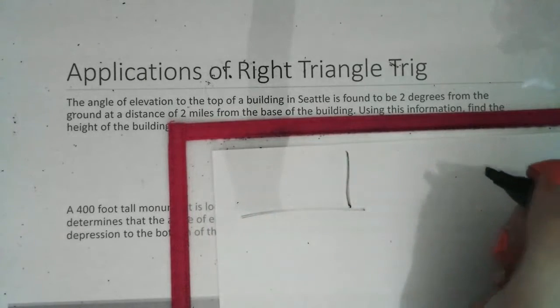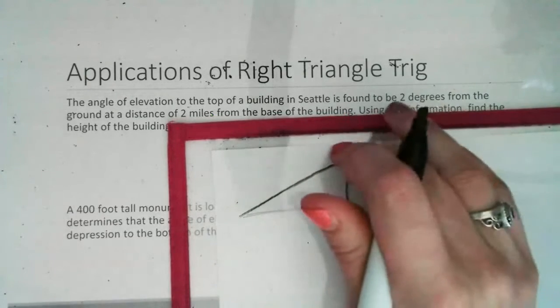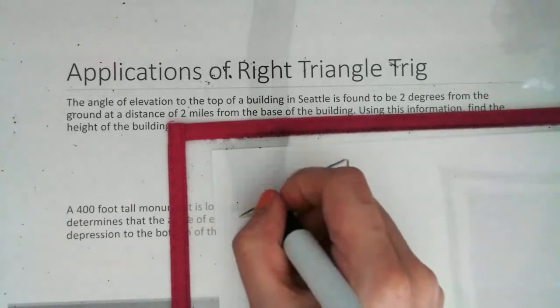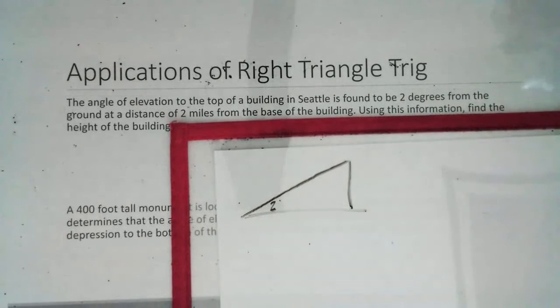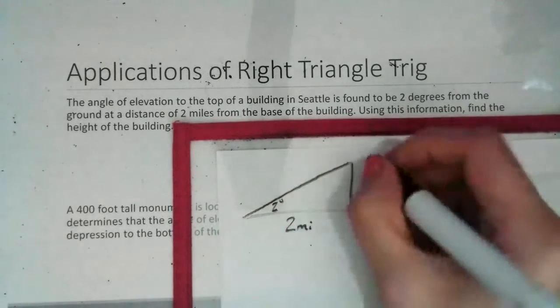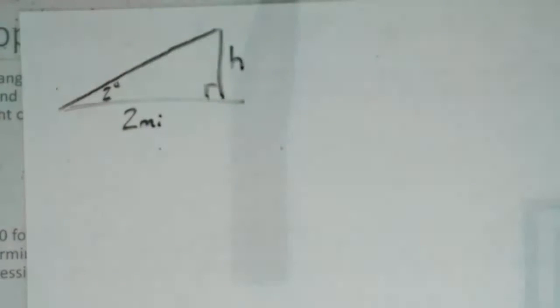Well, the angle of elevation is from horizontal, how much rotation do you need to do to see whatever you're looking for? So it's saying from the ground, you have to look up 2 degrees to see the top of the building. We know that this is measured at a distance of 2 miles from the building, and we are trying to find the height of the building, so I'll call it h.